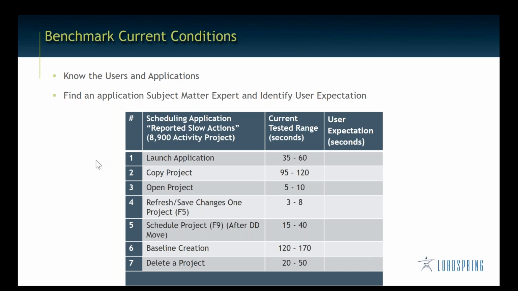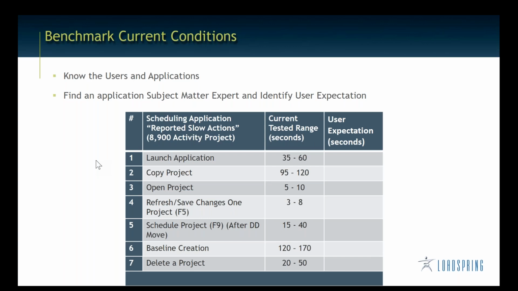Here you'll see for the first item there, launch application. Depending on the application, in this case, this scheduling application is a fat client that spins up and is streamed through a Citrix receiver. So launch time is going to take a little bit longer. Tested range might be 35 seconds on the low end. Next capability down there, copying a project, might take a minute and a half, just over a minute and a half. Opening a project would take 5 seconds on the fast side. So you'll see for this particular application, some of the performance ranges that we have identified, and this varies substantially between applications.